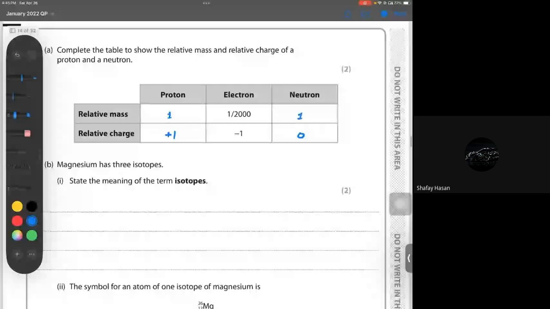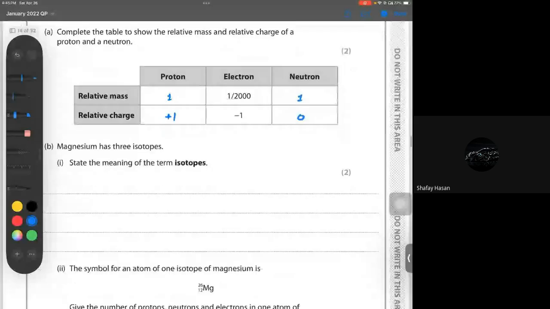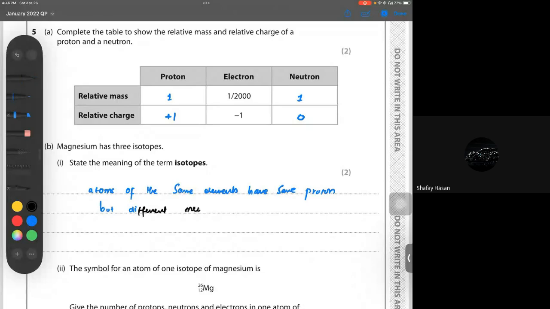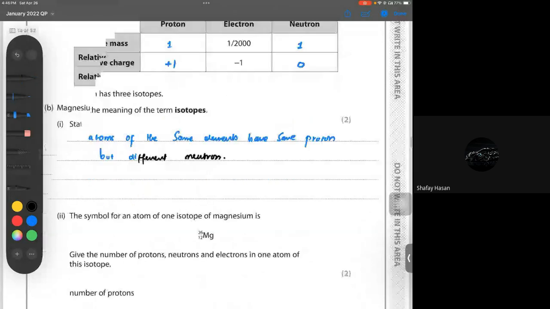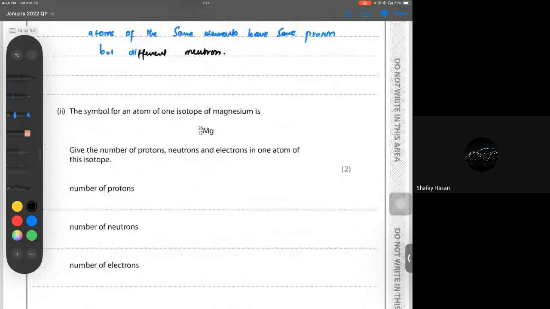Magnesium has 3 isotopes. State the meaning of the term isotopes. So isotope means atoms of the same element that have the same proton number, but different neutron number.